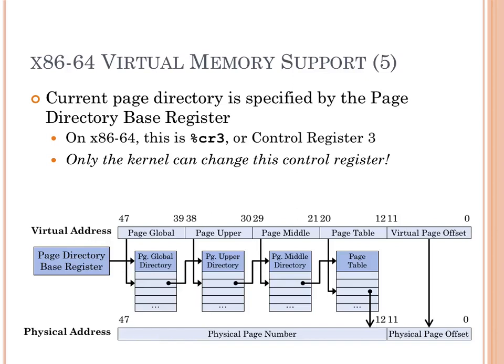But anyway, Control Register 3 is only controllable or modifiable by kernel mode code. And so that's smart, right? We only want the kernel to be able to change the page table structure. The user program has to ask by using mmap or sbreak or any of those kinds of operations.